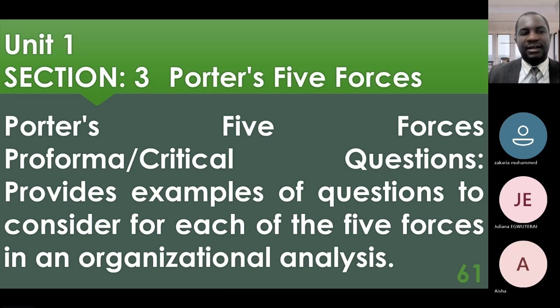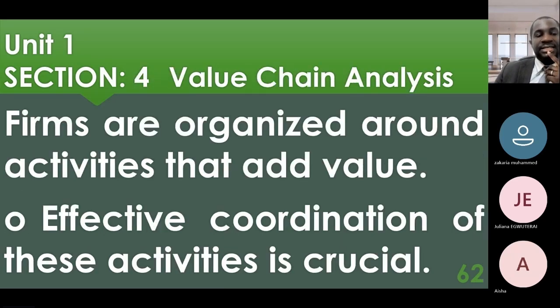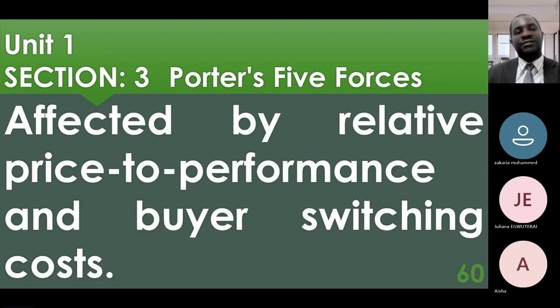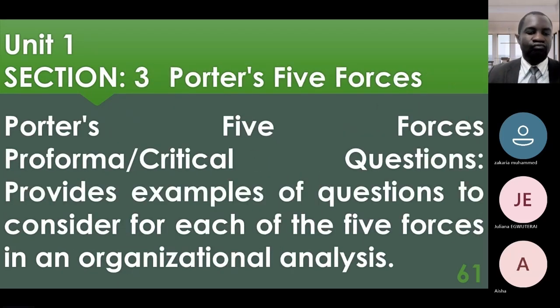Porter's 5 forces pro forma and critical questions we need to ask. Provide examples of questions to consider for each of the 5 forces in an organizational analysis. So the firms are organized around activities that add value, especially to Porter's 5 forces. So looking at those 5 components, a sharp example will help us harness that briefly. So let's talk of a coffee shop. Let's look at a coffee shop, maybe someone that likes Nescafe and he has a coffee shop, is considering expanding into a specialty coffee market in a highly competitive city.